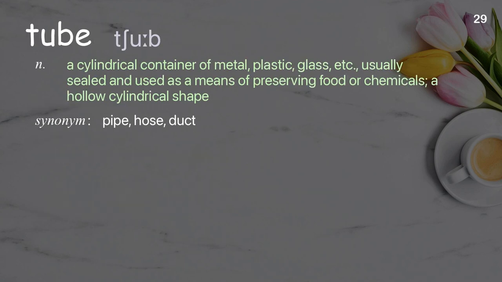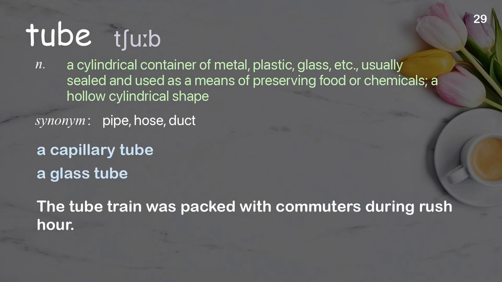Tube. A cylindrical container of metal, plastic, glass, etc., usually sealed and used as a means of preserving food or chemicals, a hollow cylindrical shape. Examples: a capillary tube, a glass tube. The tube train was packed with commuters during rush hour.